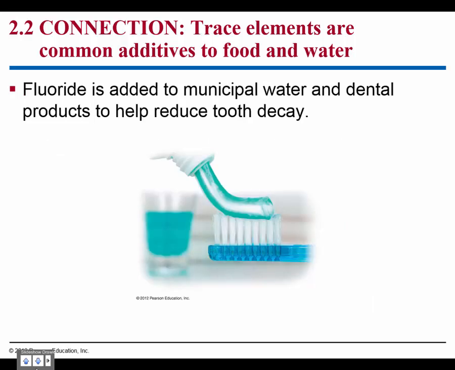Another trace element is fluoride, and fluoride is actually a very dangerous element, but in trace amounts it's very helpful to us. And so they put very trace amounts in toothpaste and in water supply. Incidentally, every water supply has arsenic in it, and arsenic is very dangerous, but in very, very minute quantities it's not dangerous.